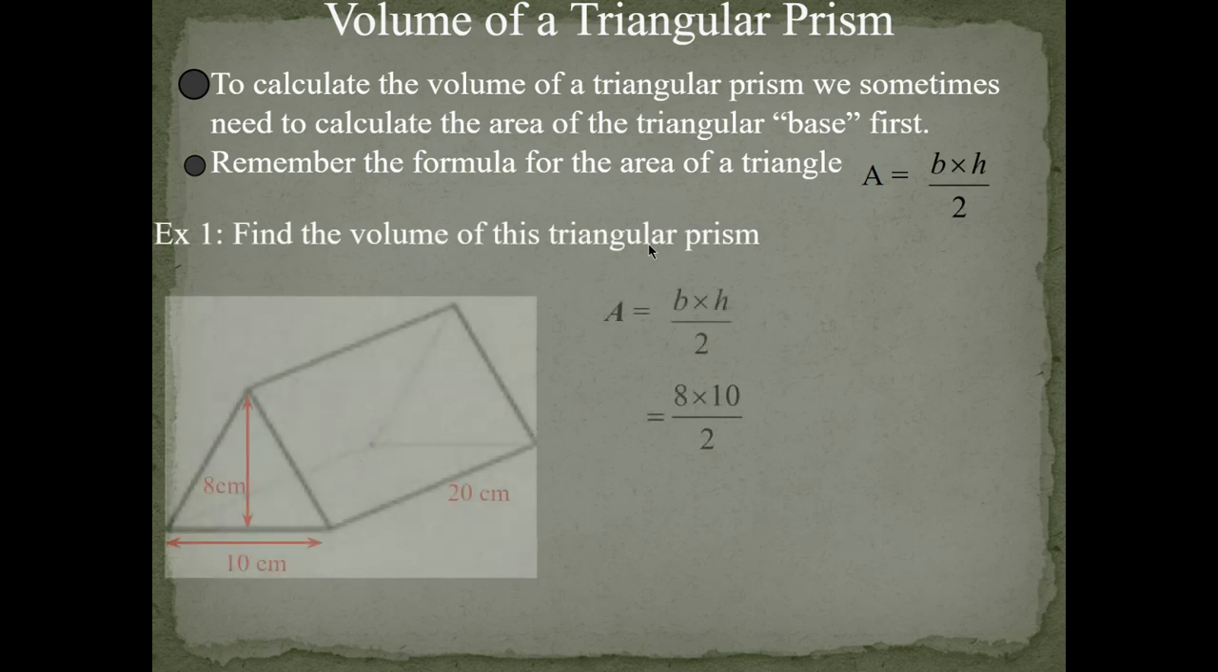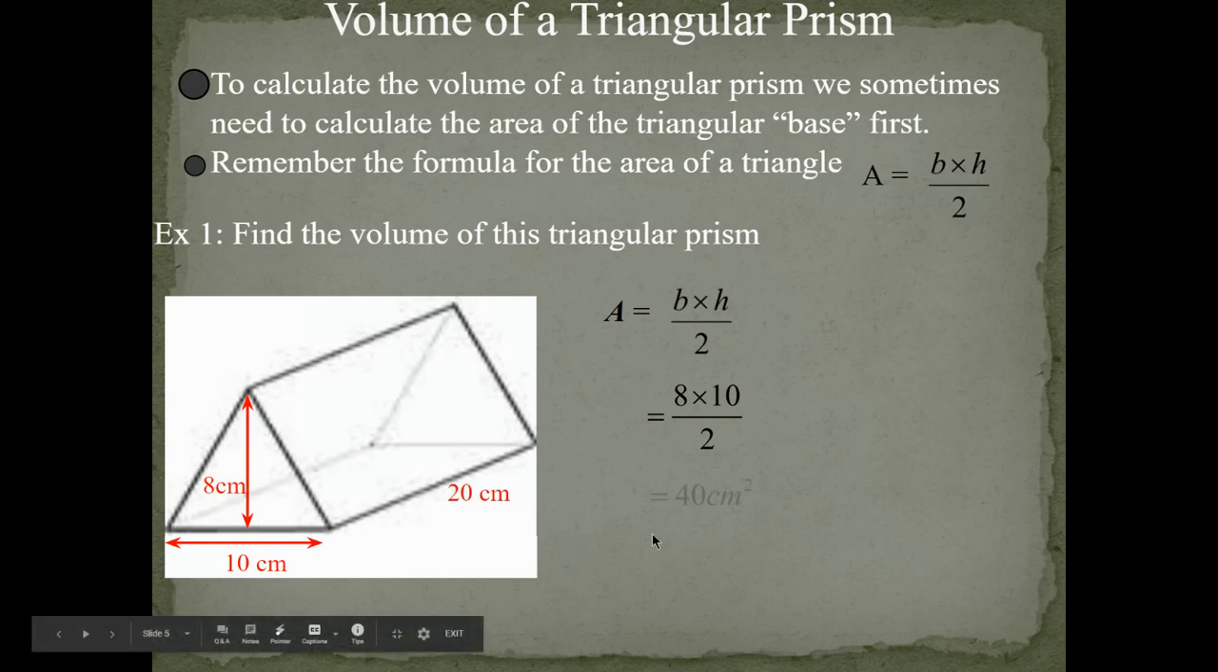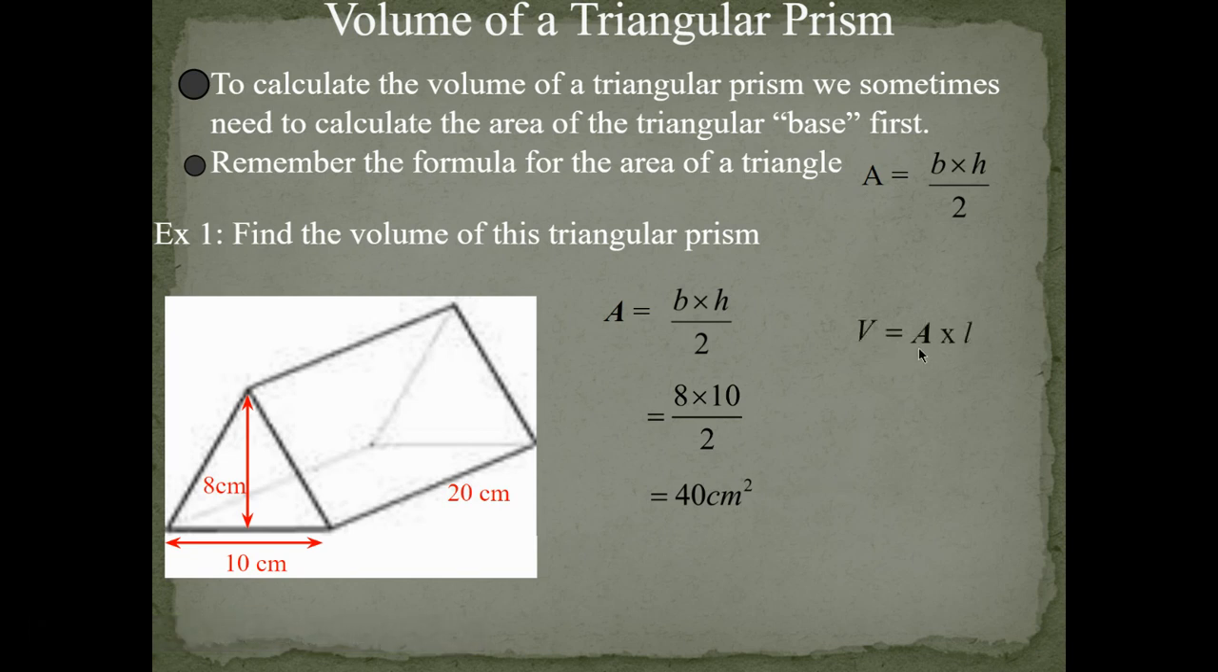For this triangular prism, here we have the base of 10, the height of 8. So the area of our base is a half of 80, which is 40 square centimetres because it's an area. And then the length that we're looking at is 20. So substituting our 40 in times the 20 gives us 800 cubic centimetres.